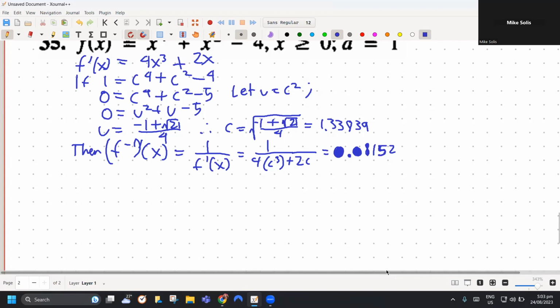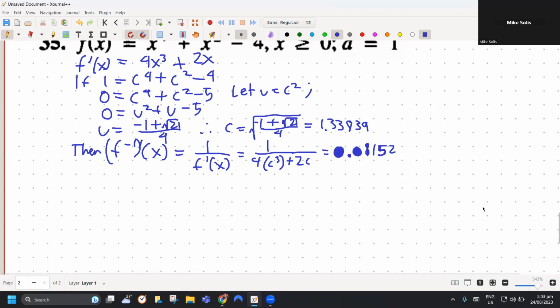Naalala ko nung nagma-math 54 kami, no calculators yung pinapagamit. So I think kaya hindi nagtatanong ng mga ganitong questions, kasi may mga questions na hindi mo talaga maiiwasan yung calculator.